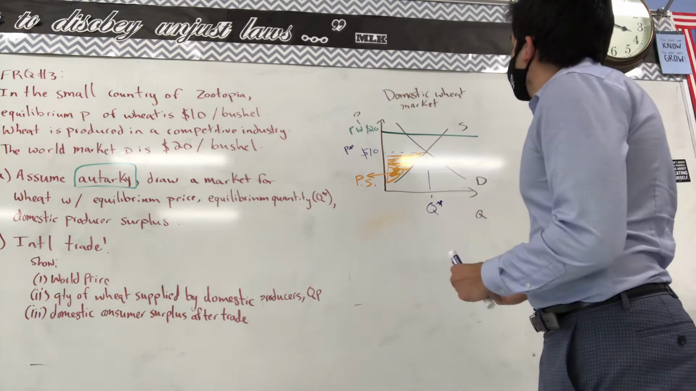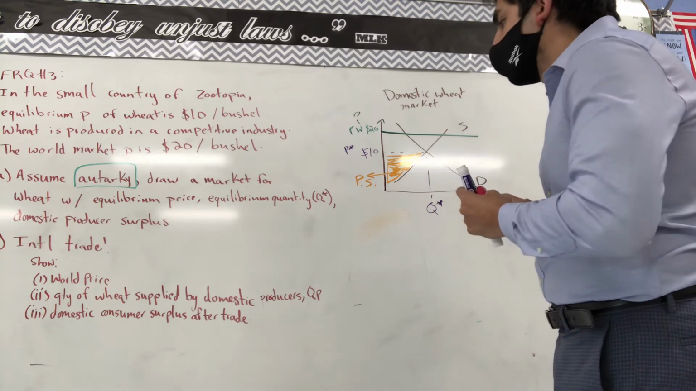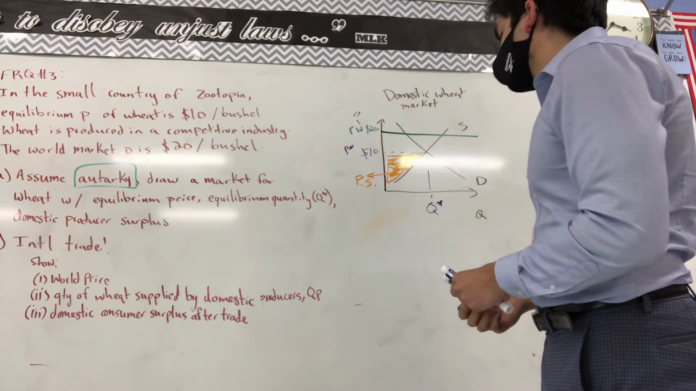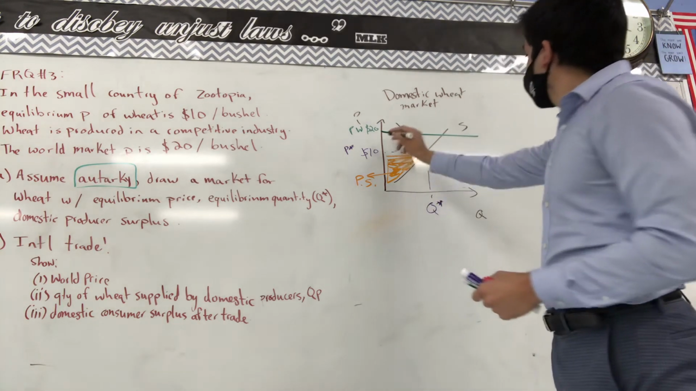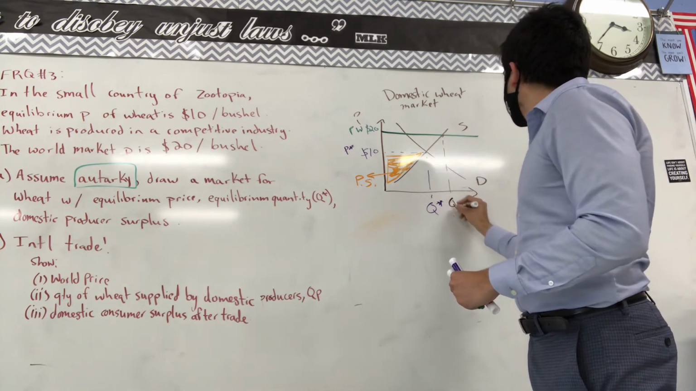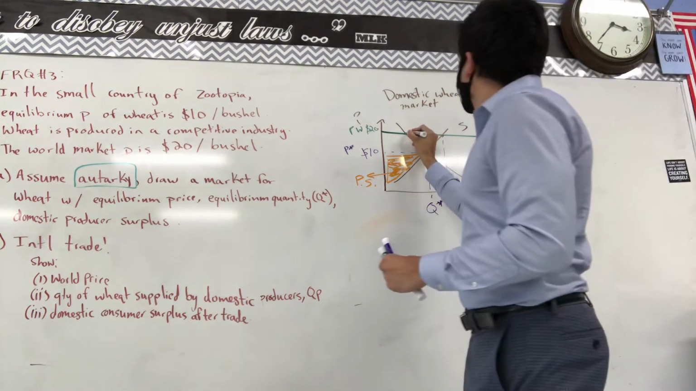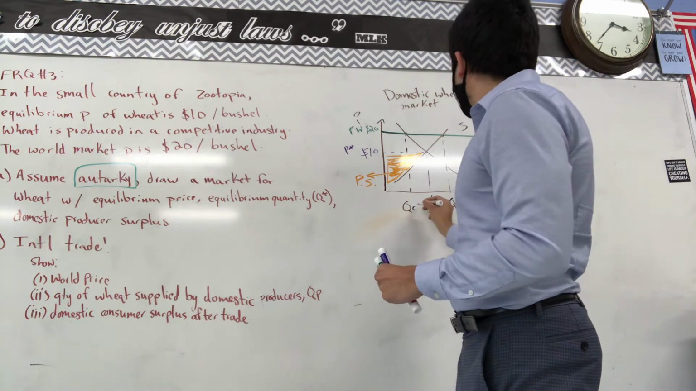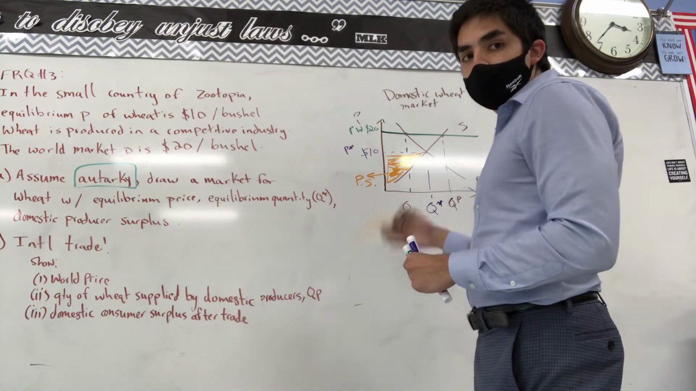This is obviously going to be to the benefit of producers, right? It wants us to think about the quantity of wheat supplied by domestic producers and label it QP. So we look at this new price, and QP is going to represent the quantity of wheat supplied by domestic producers. Should I label this as QC? Yeah, why not? This is going to be the quantity of wheat demanded by domestic consumers now because of the higher price.